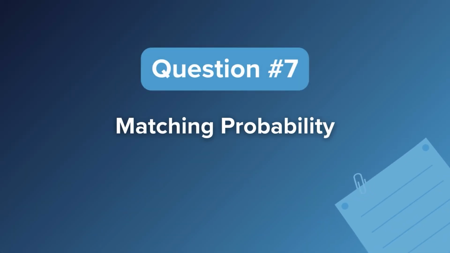Next is matching probability questions. Let me define this first. Matching probability questions ask test takers to determine the likelihood of selecting a matching set of two or more items. Now, when a problem specifies the type of matching set it's looking for, so a specific number on dice, a specific color in socks, that's going to be a standard probability problem.